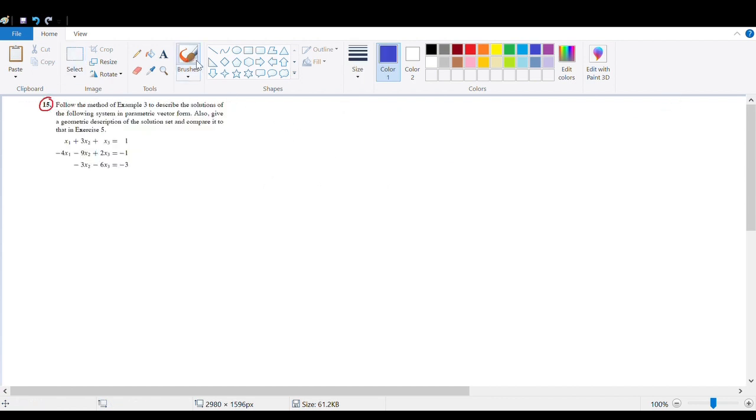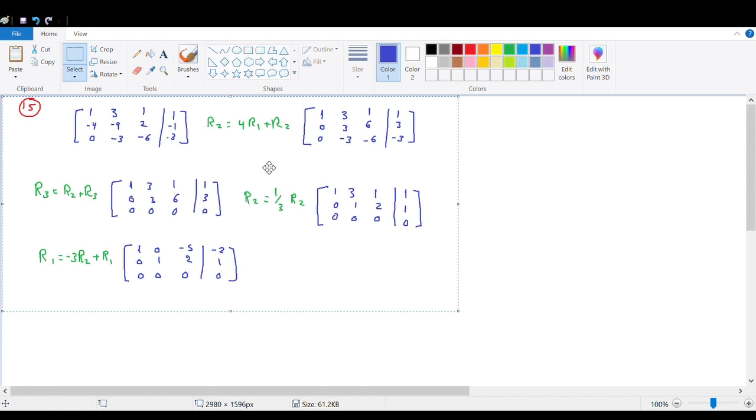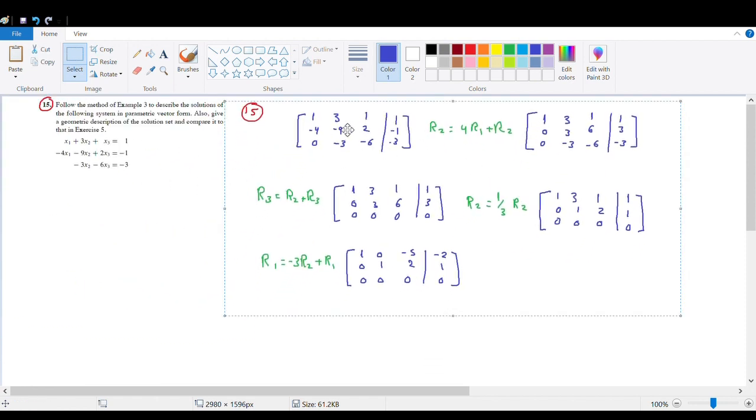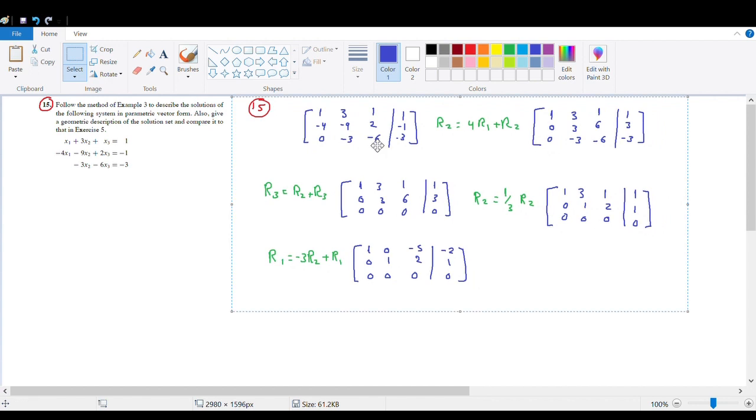In exercise 15, follow the method of example 3 to describe the solutions of the following system in parametric vector form. Also, give a geometric description of the solution set and compare it to that in exercise 5. So here we have a linear system. We need to write it as a matrix. Then we need to do row operations to find the solution. So here our matrix is, this is the first matrix. Then after doing row operations, we get the last one, this one.